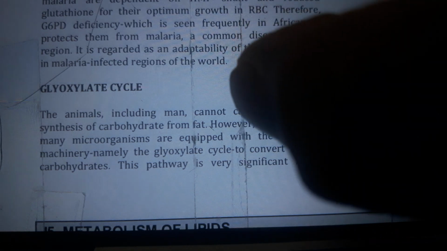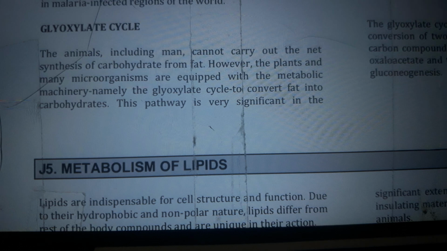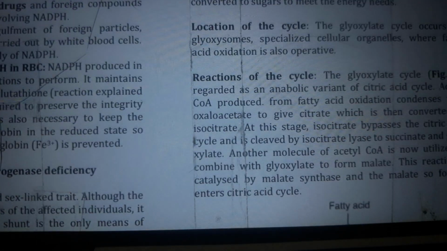So, glyoxylate cycle. The animals, including man, cannot carry out the net synthesis of carbohydrate from fat. However, the plants and many microorganisms are equipped with the metabolic machinery, namely the glyoxylate cycle, to convert fat into carbohydrates. The pathway is very significant in the germinating seeds, in which stored triacylglycerol fat is converted to sugars to meet the energy needs. Location of the cycle.